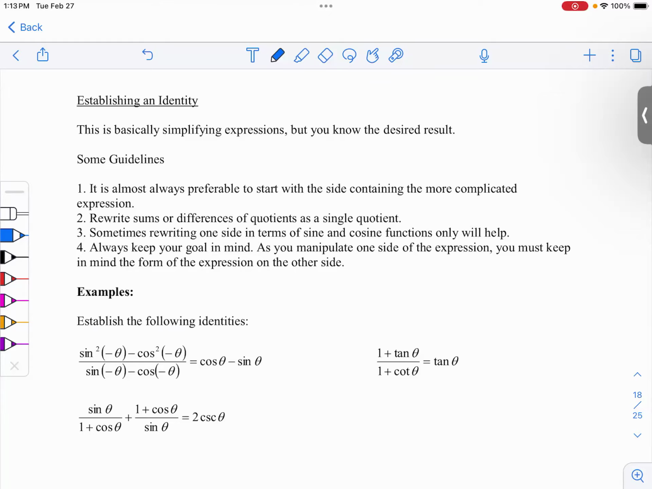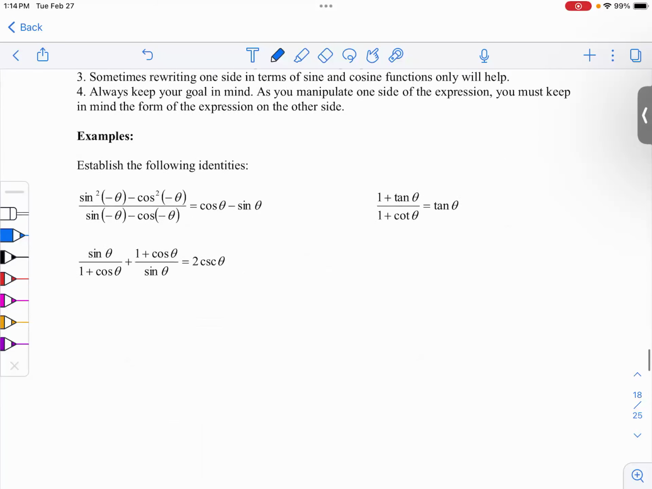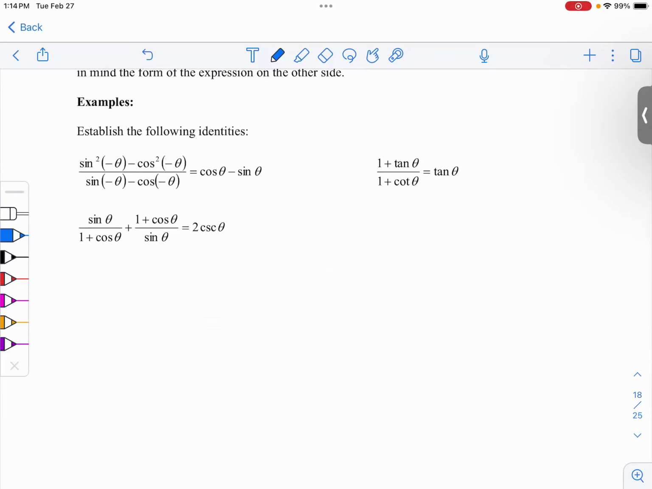All right, rewriting sums and differences, single quotient, rewriting with one side in terms of sines and cosines. Again, all those same techniques keep applying. And the big thing is keep your goal in mind. So that last one, we didn't have a goal. So I just kept going until I could get it as simple as possible. But sometimes it's possible to simplify past the goal. So we want to just keep going and make sure that we end up at the side of the identity that I'm trying to get to.